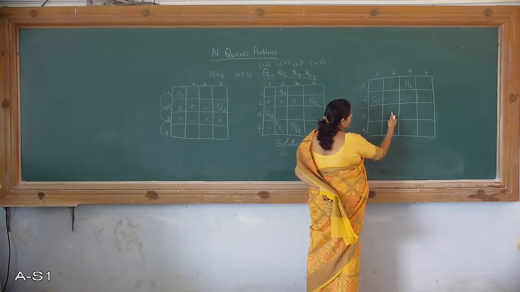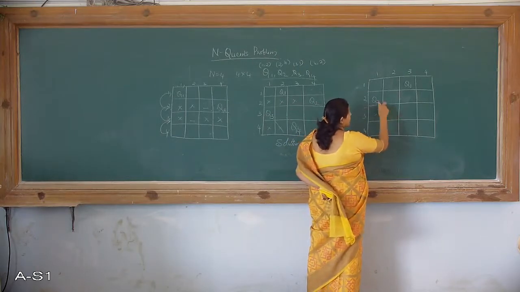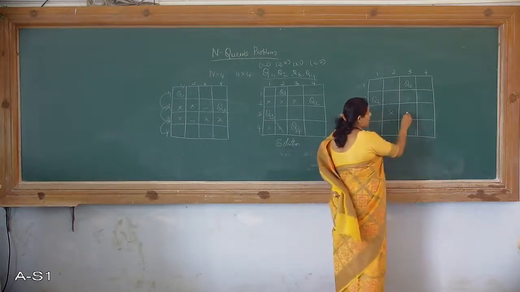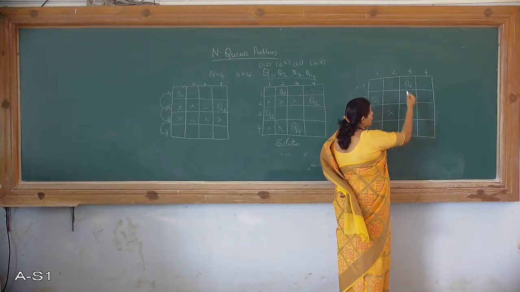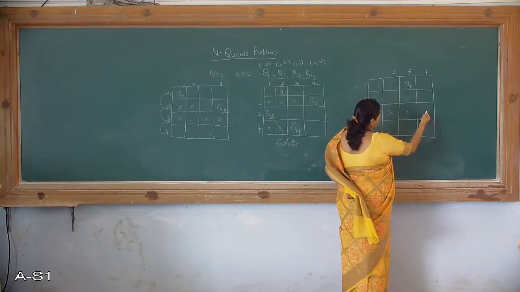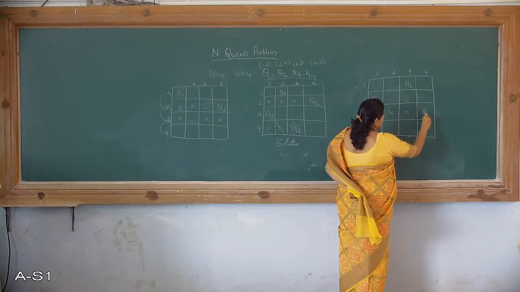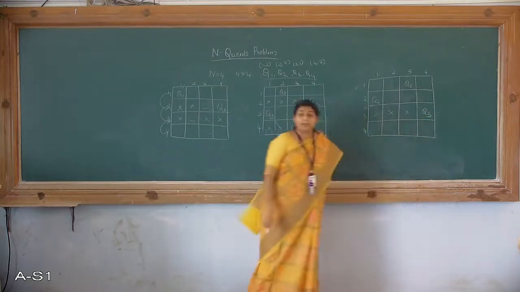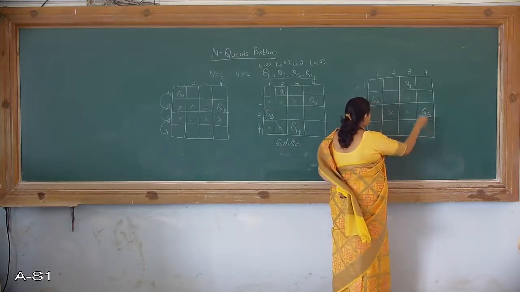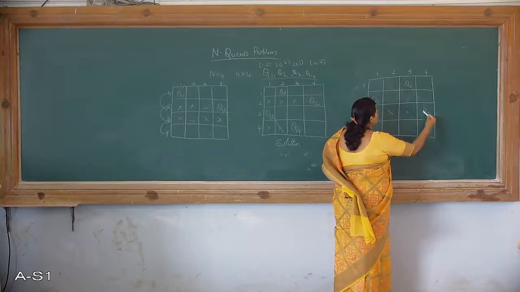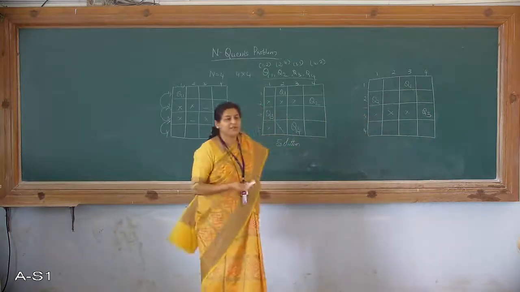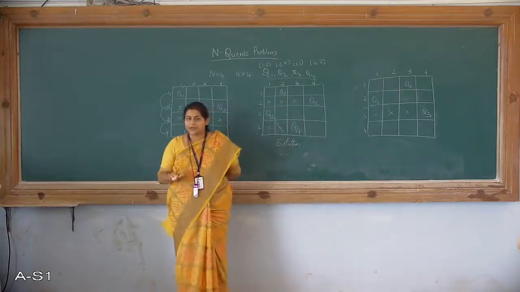Now can I place my queen here? No, because it is diagonal to this, not possible. Can I place my queen 3 here? No, not possible because it is already this. So can I place my queen 3 here? Yes, I can place my queen 3 here because there is no column factor, no row factor, and not even any diagonal factor. So fine, I could place queen 1, 2 and 3.